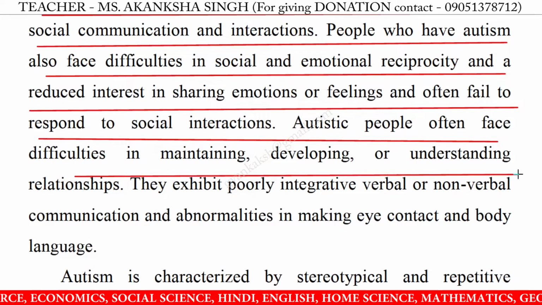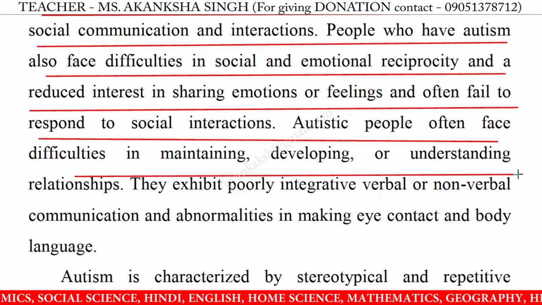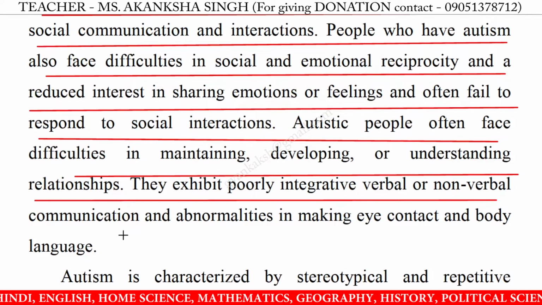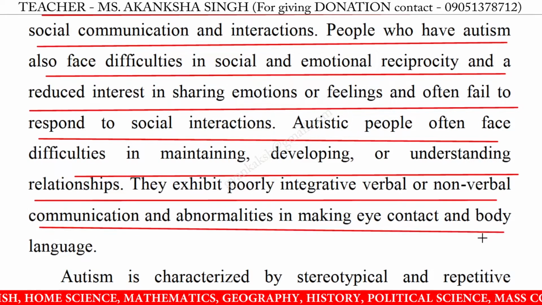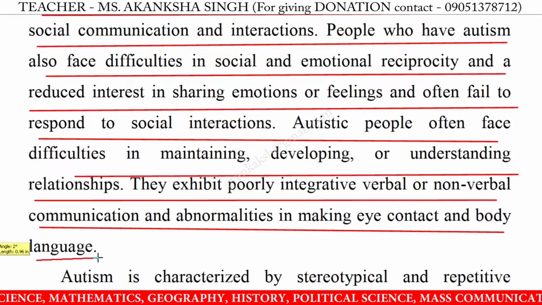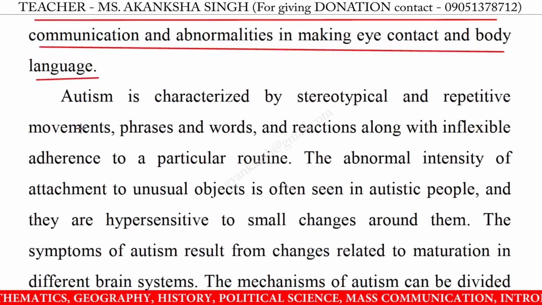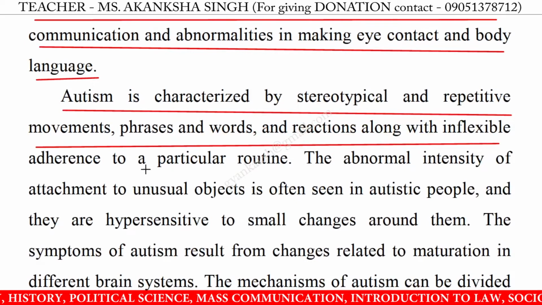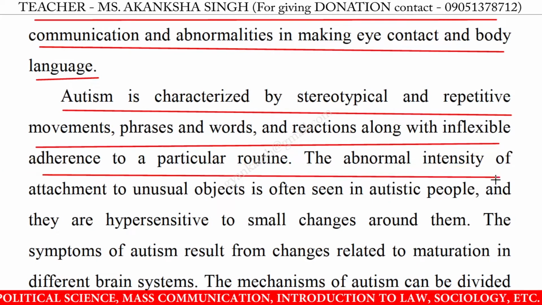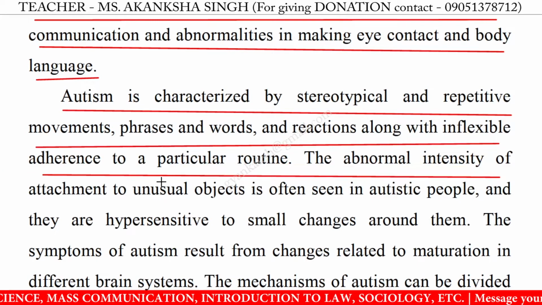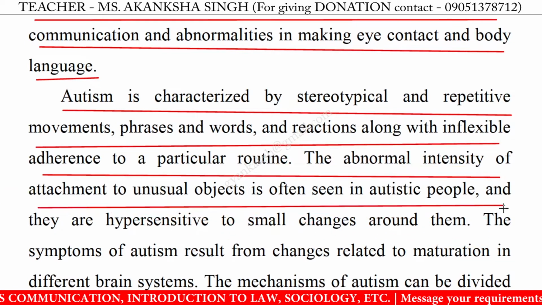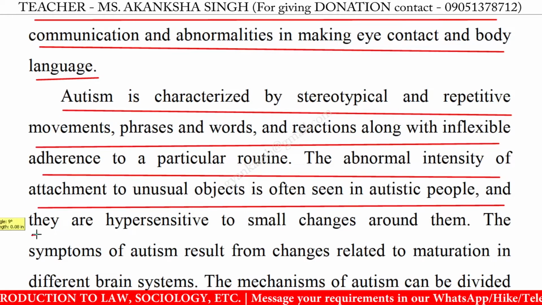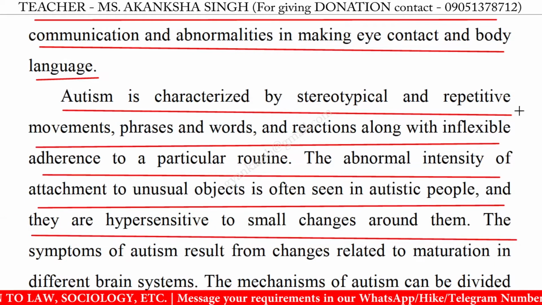Autistic people often face difficulties in maintaining, developing, or understanding relationships. They exhibit poorly integrated verbal or non-verbal communication and abnormalities in making eye contact and body language. Autism is characterized by stereotypical and repetitive movements, phrases, words, and reactions, along with inflexible adherence to a particular routine. The abnormal intensity of attachment to unusual objects is often seen in autistic people, and they are hypersensitive to small changes around them.